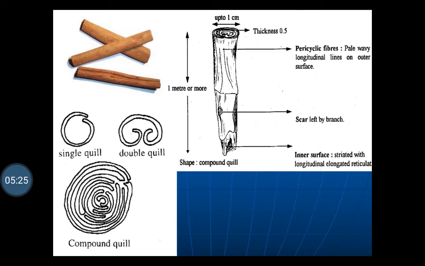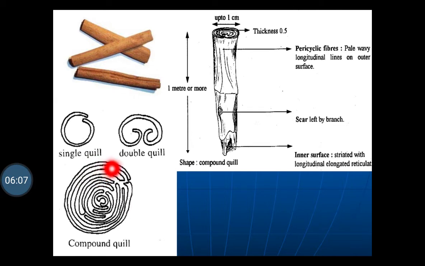This is a single quill, this is a double quill, and here there is a compound quill. After the separation of the bark, when the bark is dried, it gets converted into a rounded shape. This rounded form is called a single quill. When both ends of the bark become round, it is called a double quill, and this is the compound quill.